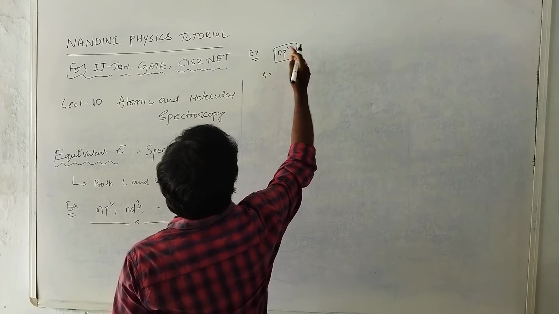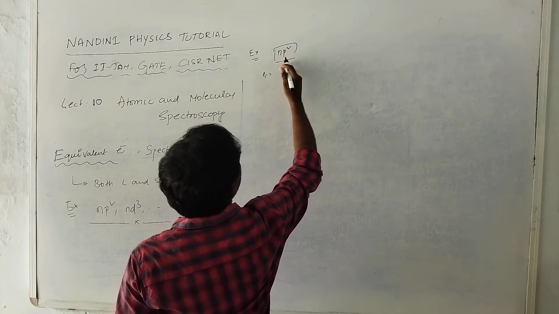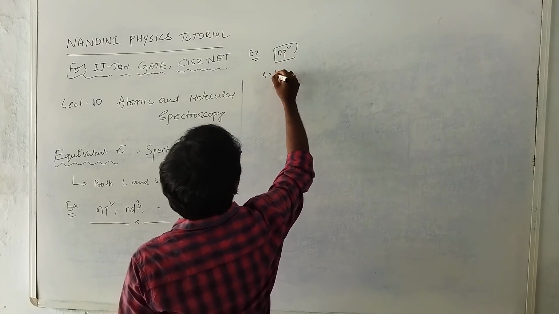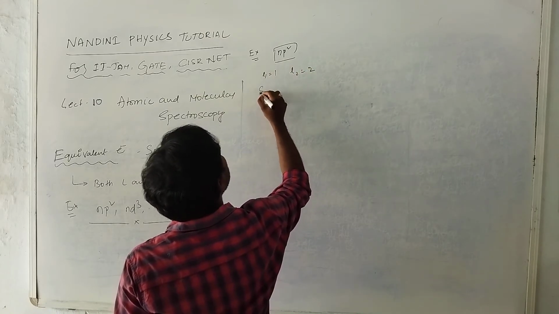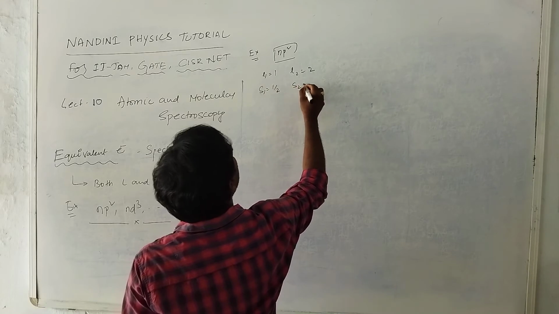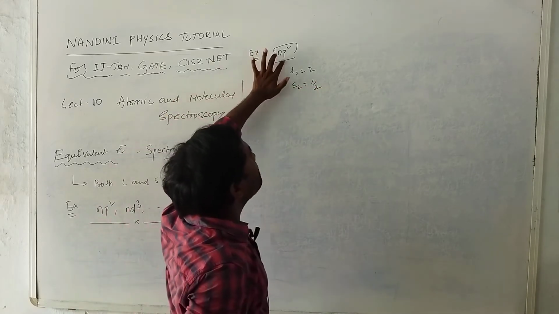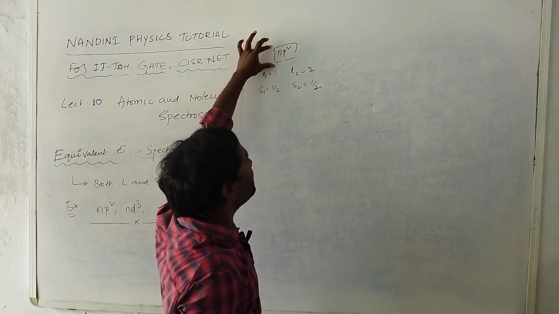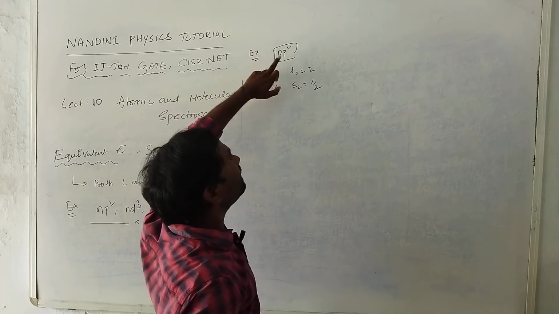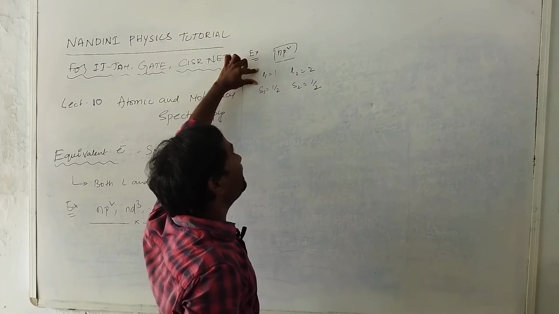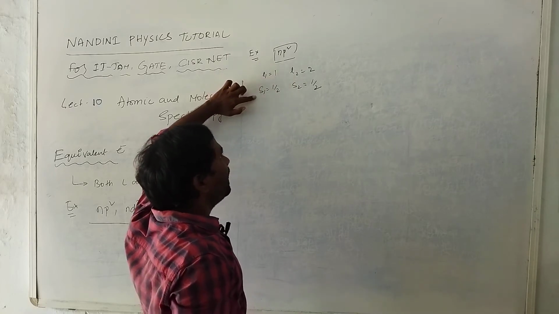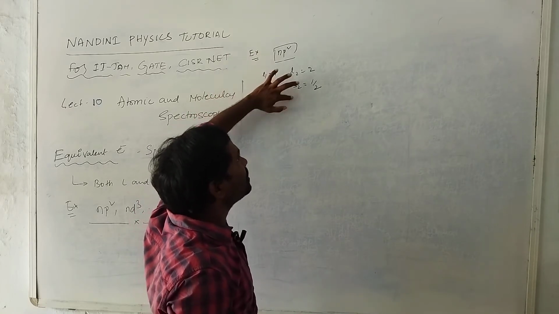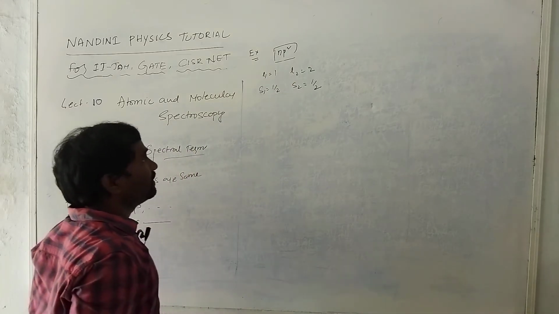These are the two states, np, np, nothing but the np p state. So L1 is equal to 1, L2 is equal to 1, and similarly S1 is equal to half and S2 is equal to half. Since this is np square, it means two equivalent states, so take L1 as 1 for the first state and L2 as 1 for the second, and S1 is half for the first state and S2 is half for the second.